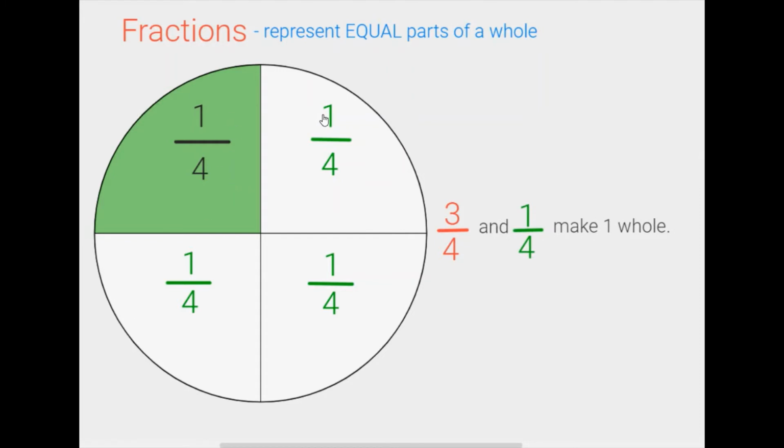Thus, 3/4 and 1/4 make one whole. We can also write it this way. 3/4 plus 1/4 is equal to 1, or is equal to 1 whole.